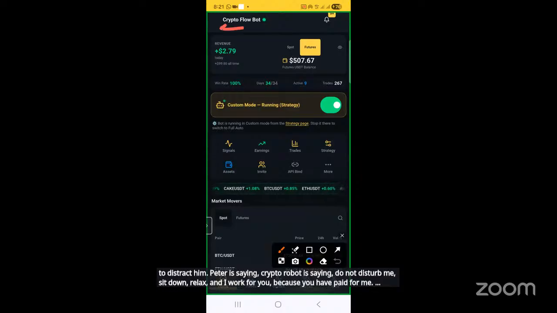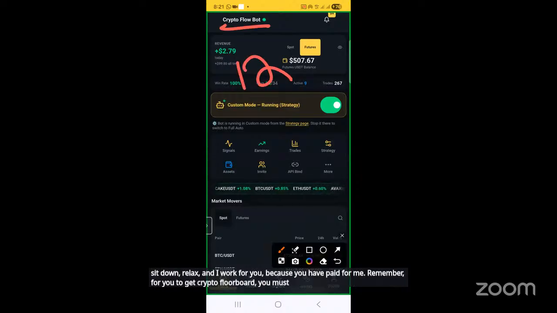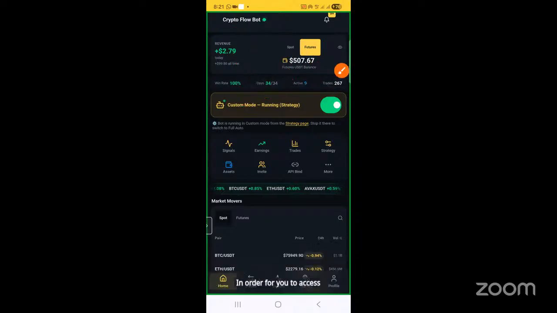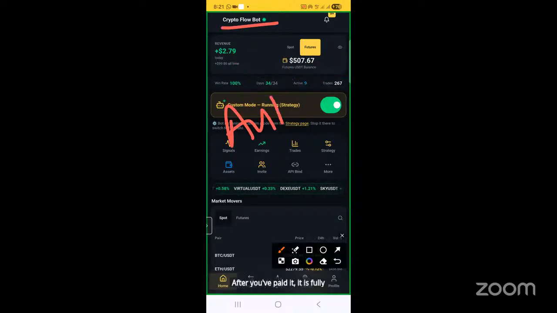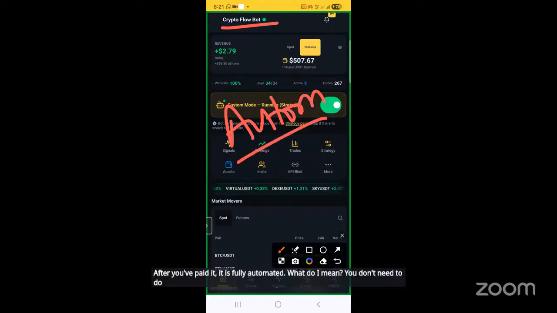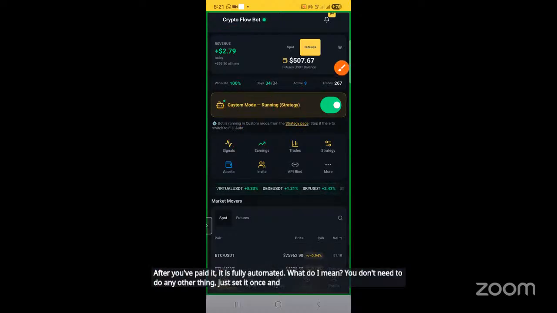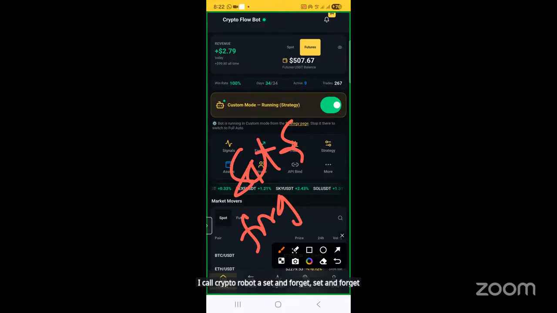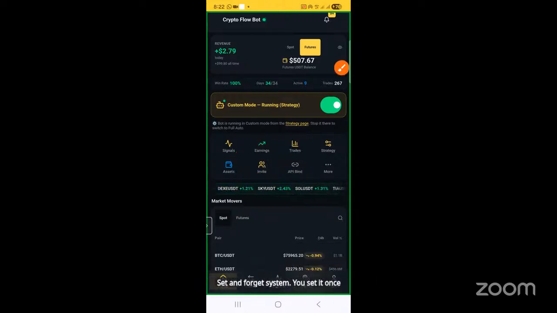Remember, for you to get CryptoFlow bot, you must pay $120, which is a yearly subscription. This is $120 per year in order for you to access CryptoFlow bot. After you've paid it, it is fully automated. What do I mean? You don't need to do any other thing. Just set it once and forget. I call CryptoFlow bot a set and forget system. You set it once, you forget. You just come to check how many profits you have made.